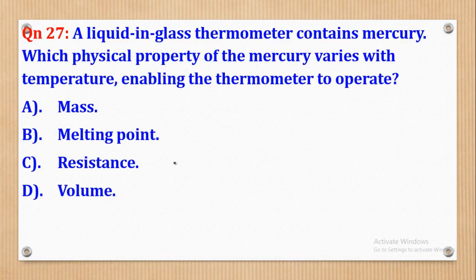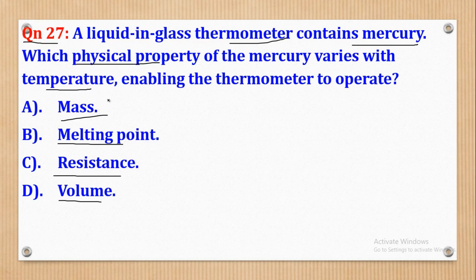So that was question 26. Now we shall go to question 27, and it says a liquid in glass thermometer contains mercury. Which physical property of the mercury varies with temperature, enabling the thermometer to operate? Option A is mass, option B, melting point, option C, resistance, and option D, volume.